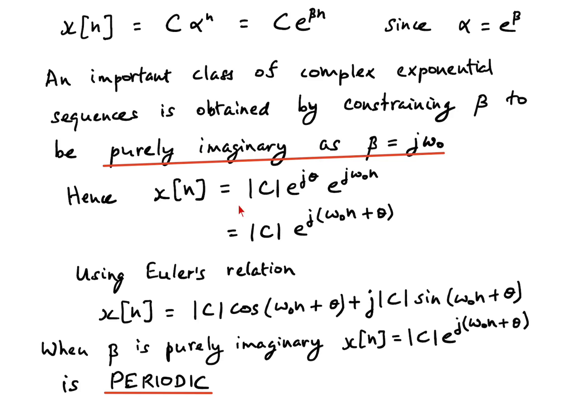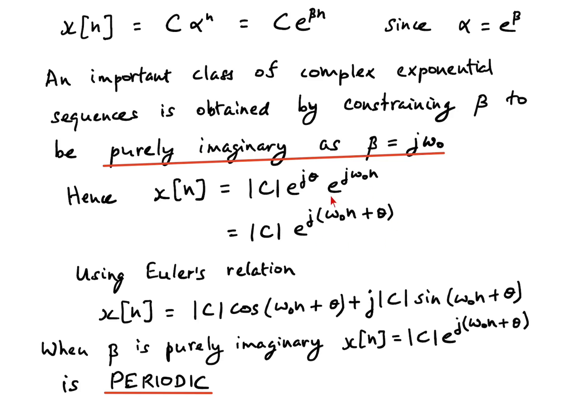So c alpha power n, c we have written in the polar form, and e power beta n, and beta is now purely imaginary. It's just j omega naught. There is no real term here. It's completely imaginary. In that case, we get the complex exponential sequence x of n in this particular form, magnitude of c e power j omega naught n plus theta. So we have just combined these two terms because they both have this common j term, right? So the j has been taken common as a common factor, and it's omega naught n plus theta.